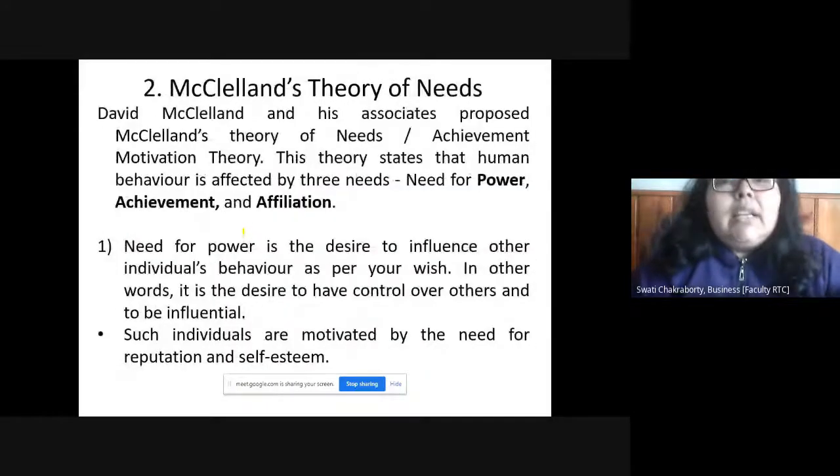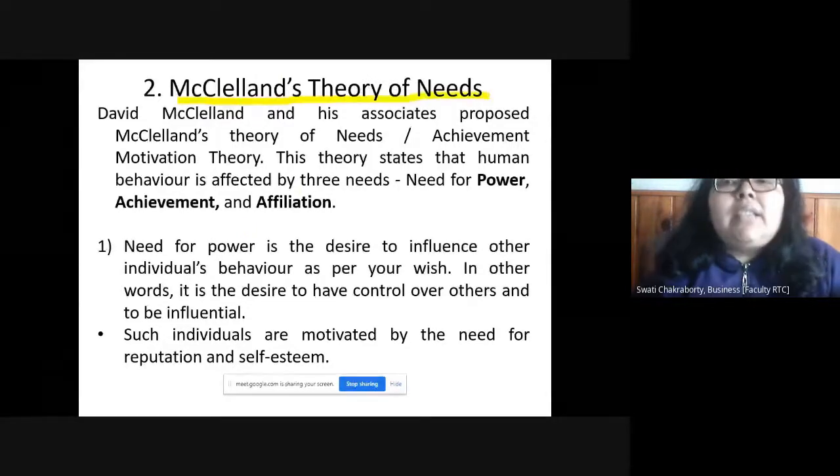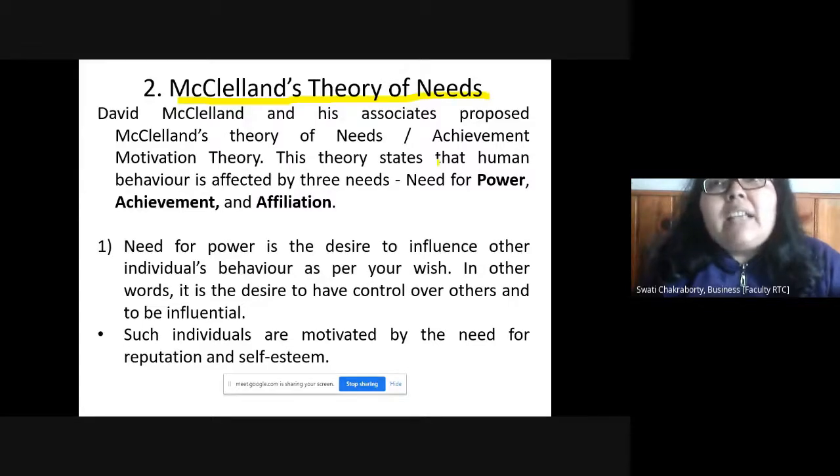Okay, next, the second theory that we come across is McClelland's theory of needs. Now, what McClelland had to say was that we as humans, our behavior is guided by three types of needs. What are these needs? Need for power, achievement, and affiliation. So let's talk about each of these in more detail.